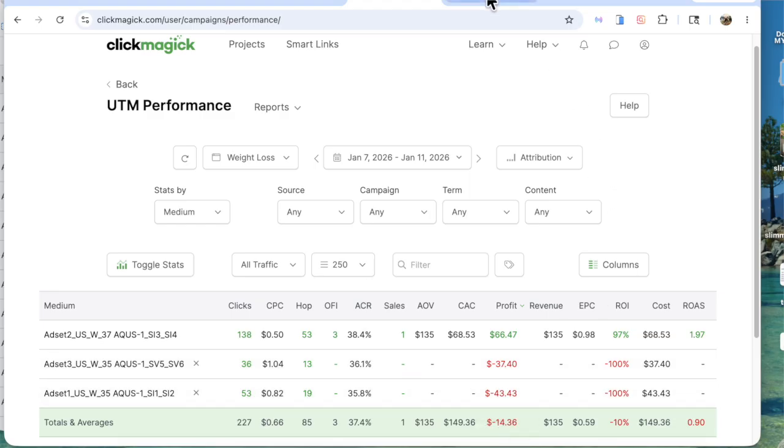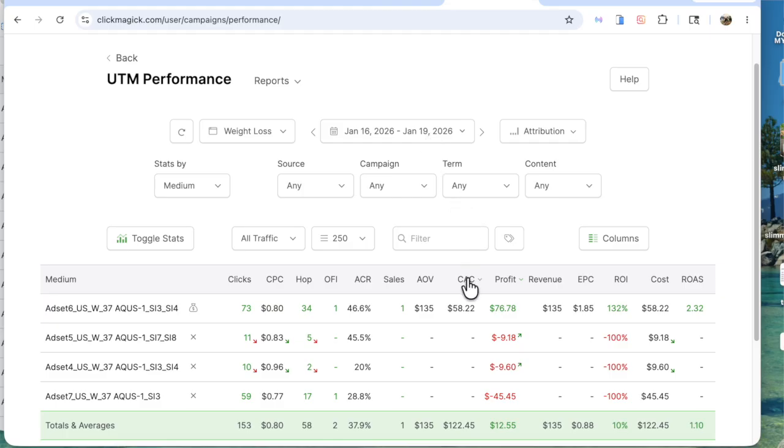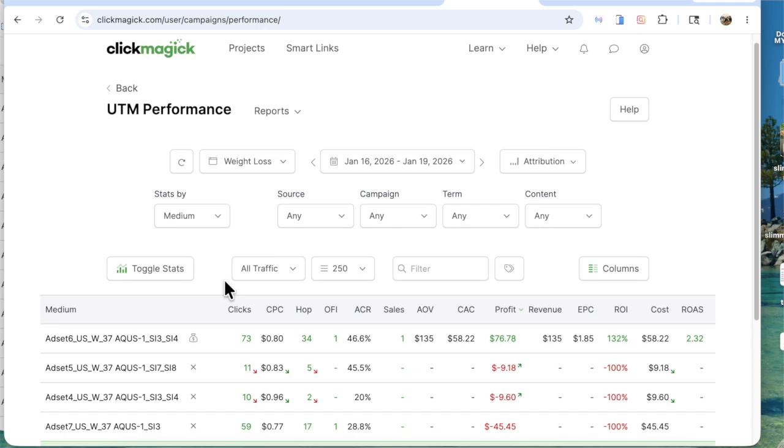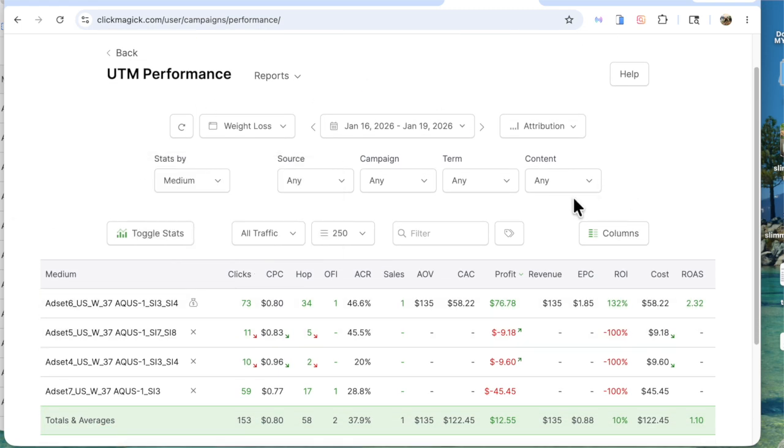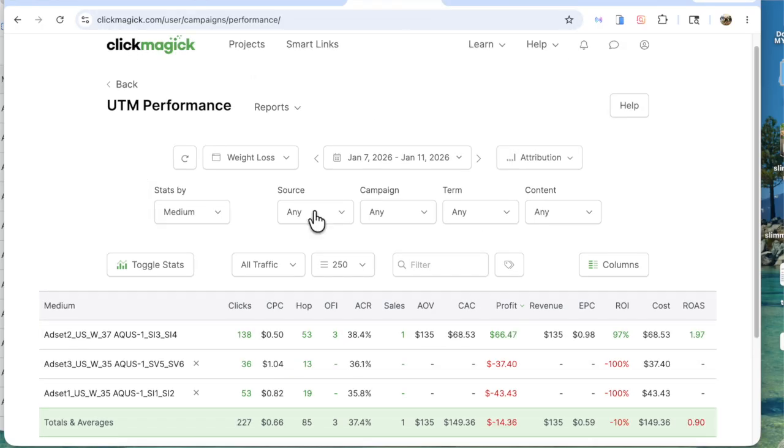For the following weeks, I improved my campaign by testing the variables that work for me. For example, in this campaign I have 4 ad sets, ad sets 4, 5, 6, 7. So from this campaign, I have 3 ad sets that I'm trying to improve my loss on. You will see these are my losses, negative 10% ROI.